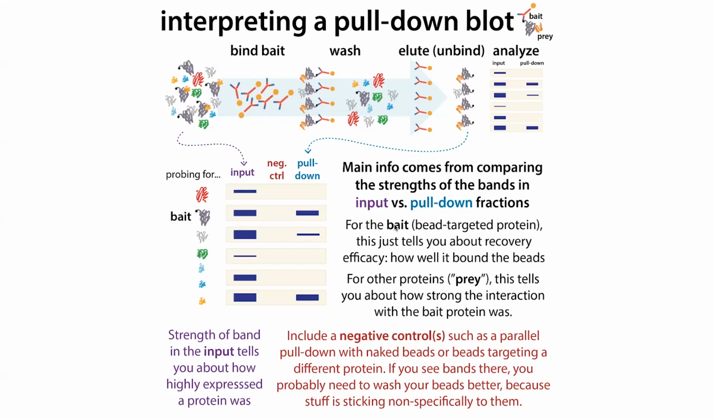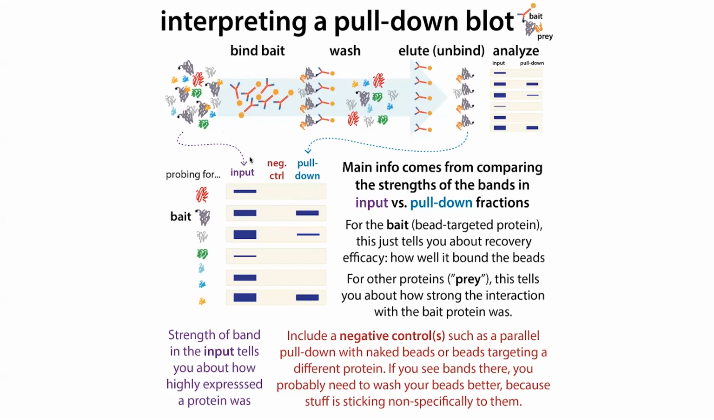The two main lanes that you're going to care about are your input, which is what you put in to bind to the bait, and your pull down fraction. Sometimes you might see this labeled the IP, or the pull down, or the eluate. Elute is where you do that unbinding, and the eluate is the stuff that got eluted. This is the portion that has the stuff that was bound to the beads. It's really, really important that you remember to take this input sample before you actually bind to the beads.